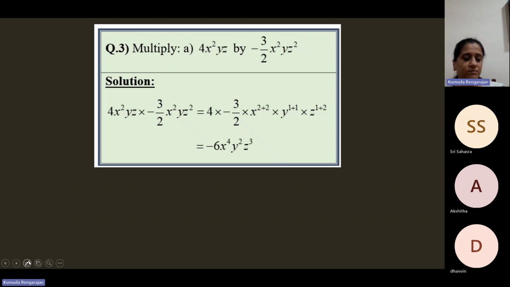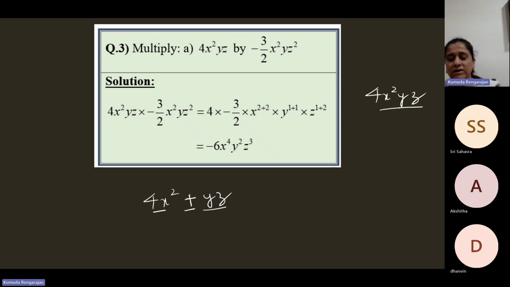See, supposing it was 4x square plus yz. Then there are two terms here, because the separator is a plus or minus sign. Plus minus sign is a separator. Now this is 4x square yz. There's one term because you don't see a plus or minus in between them. In between them, do you see a plus or minus sign? No, then that means this is one term.